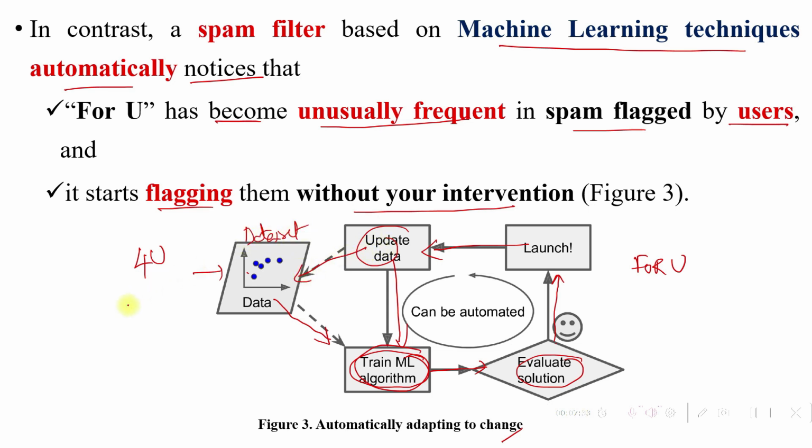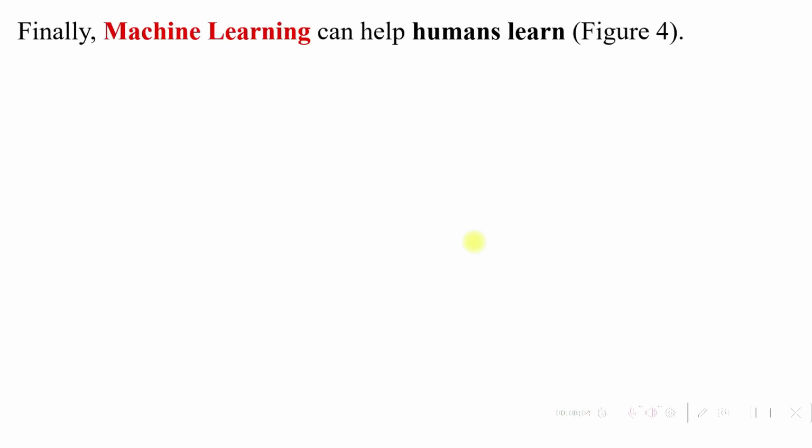Now the new dataset contains other keywords also, like "4U". Based on this updated dataset, our machine is going to train, then evaluate the results and launch the program. This process continues until all the spam keywords are identified. Finally, machine learning can help humans to learn.